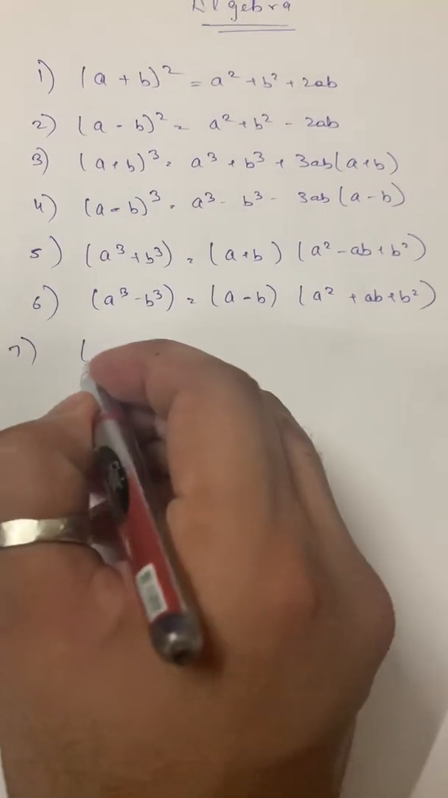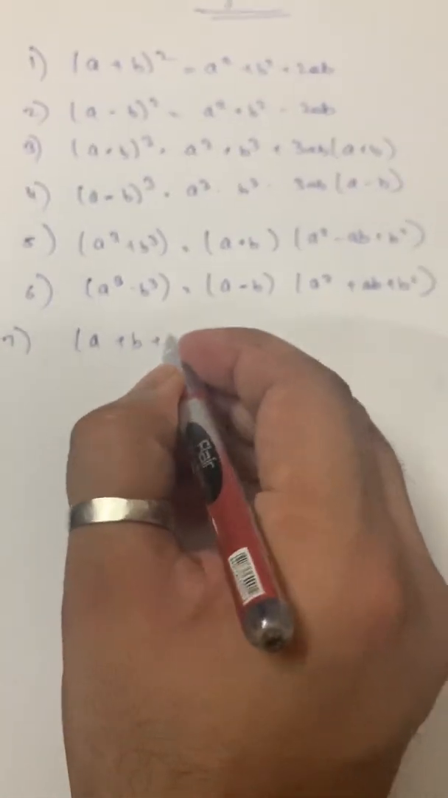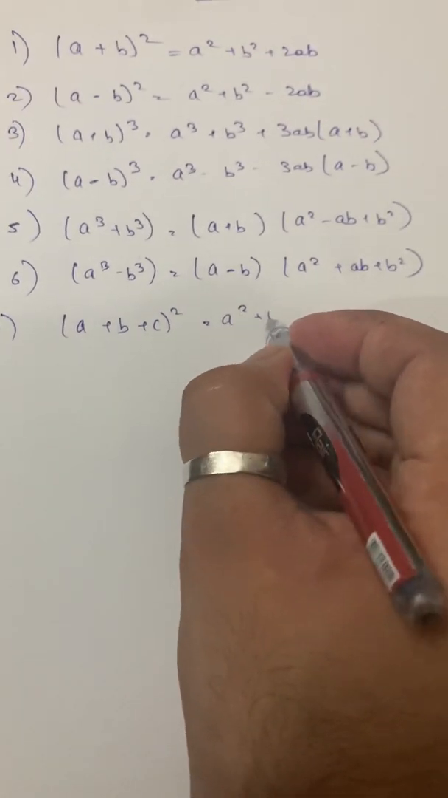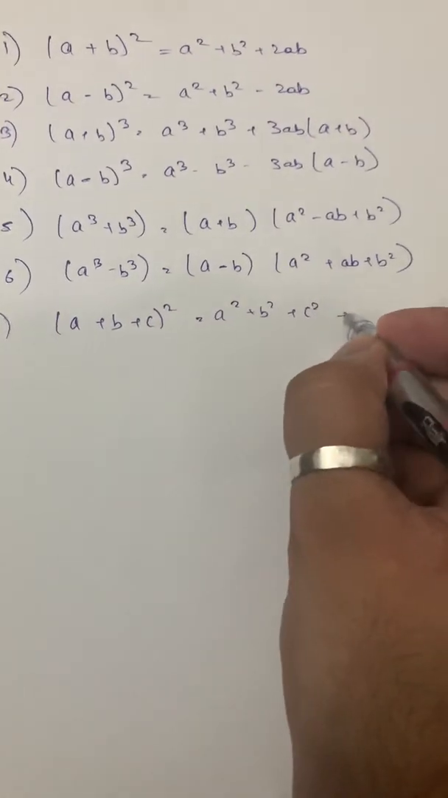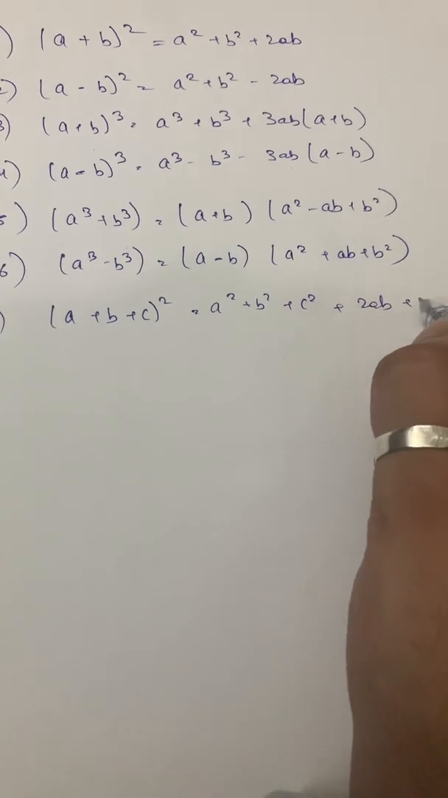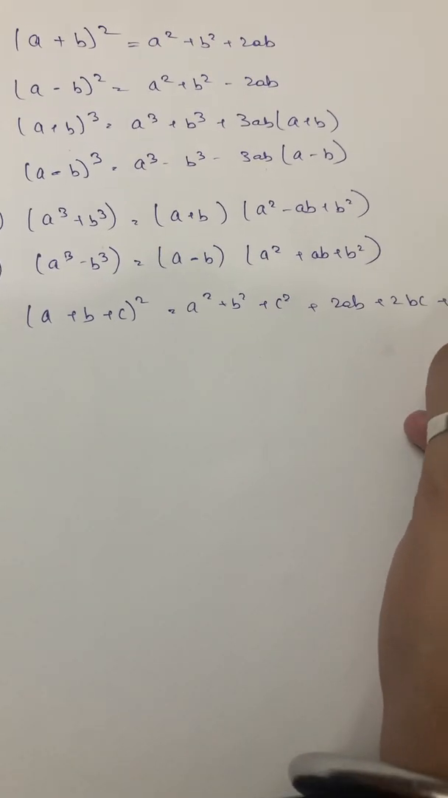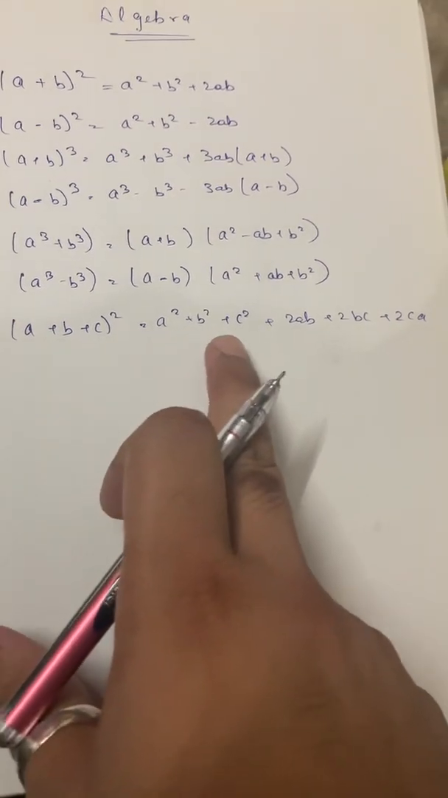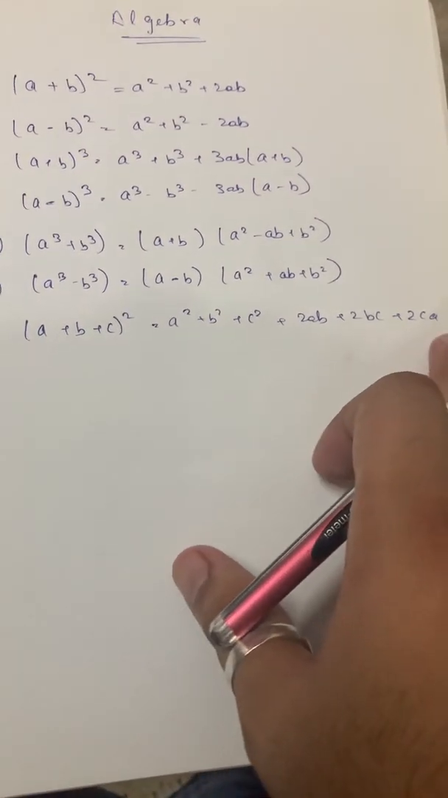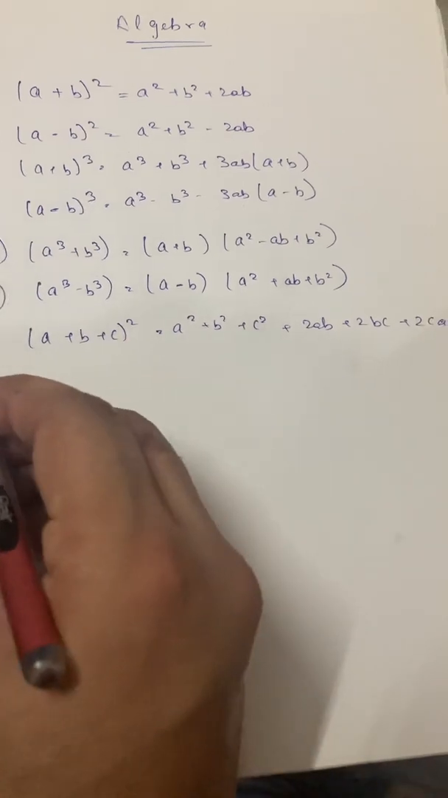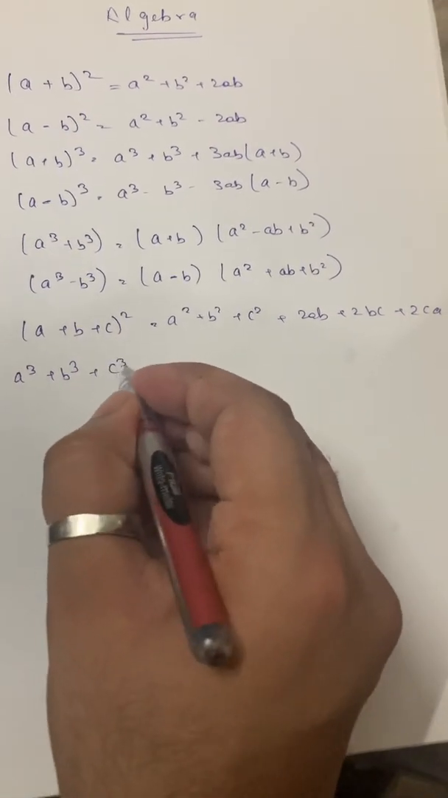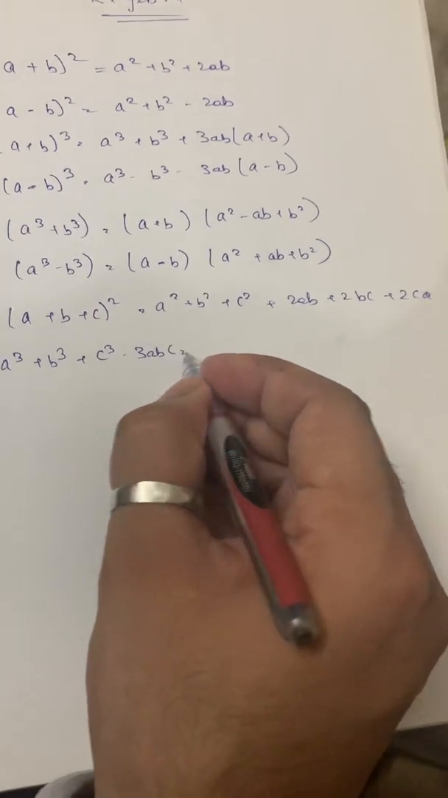And if it is (a plus b plus c) whole square, that will be equal to a square plus b square plus c square plus 2ab plus 2bc plus 2ca. (a plus b plus c) whole square is equal to a square plus b square plus c square plus 2ab plus 2bc plus 2ca.